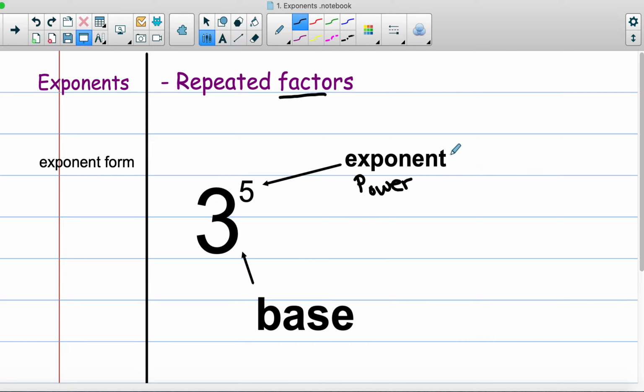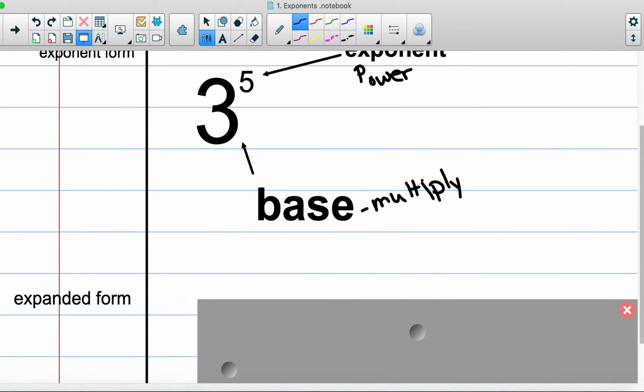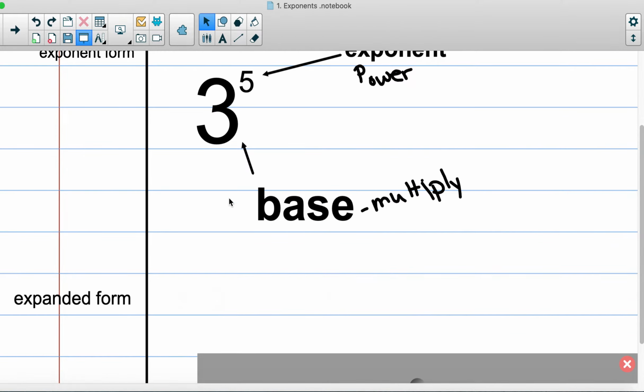This is how many times the 3 is being multiplied. This tells me how many. The base is what we're multiplying. So, in this case, 3 to the 5th power would be 3 times 3 times 3 times 3 times 3. 5 times. That 5 tells me how many 3's I have.